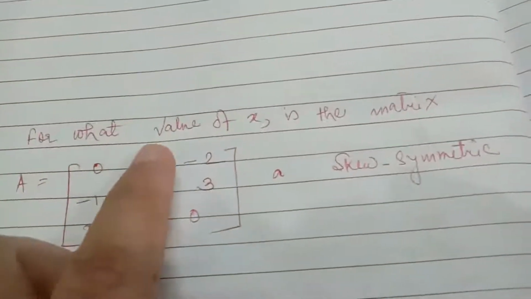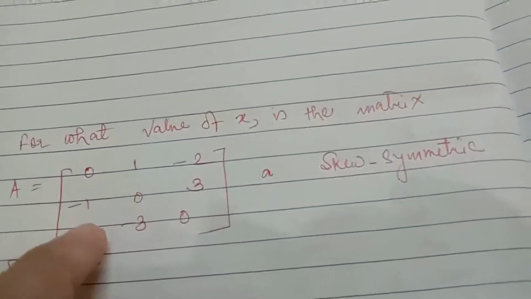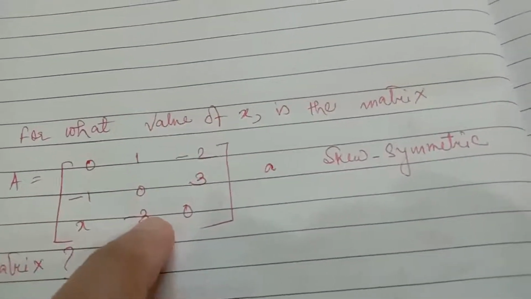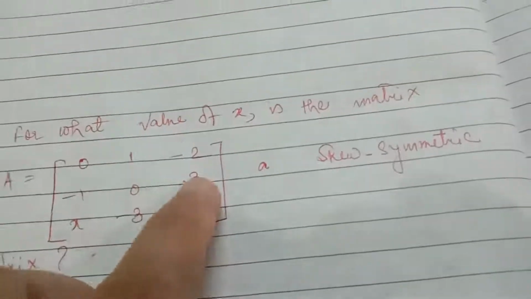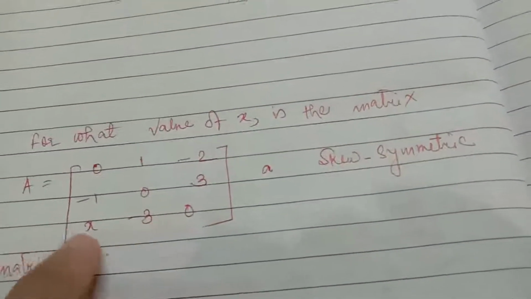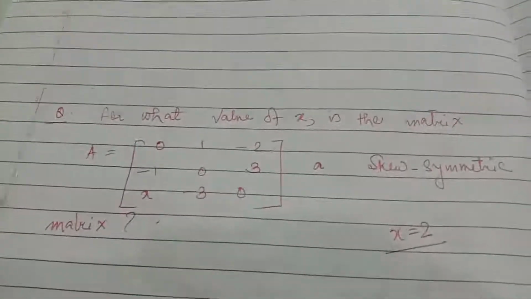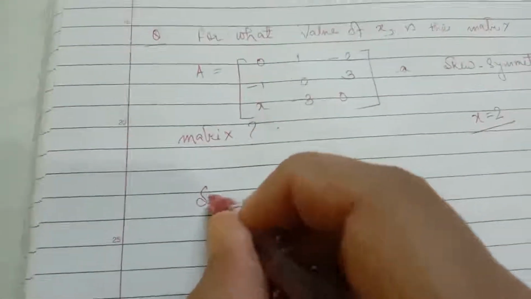You see 1, minus 2, 3. These three elements will be minus 1, 2, minus 3. We have to change the sign. 1, minus 2, 3, and this will be minus 1, 2 and minus 3. So clearly x equal to 2 is the answer. x equal to 2. This way you can easily do this particular problem. It will take only a few seconds.